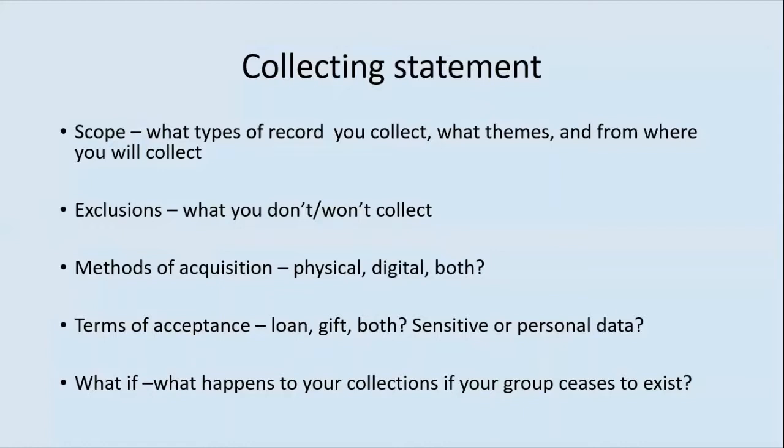The collecting statement should include methods of acquisition, whether it's physical material, digital material, or both. It should include the terms of acceptance. These are the conditions under which you will accept archives. Will you take in loans, gifts, or both? You should also consider how you will manage records that contain sensitive information or personal data that may have to be placed under access restrictions for a time. And finally, the collecting statement should set out what will happen to the records if your group ceases to exist.